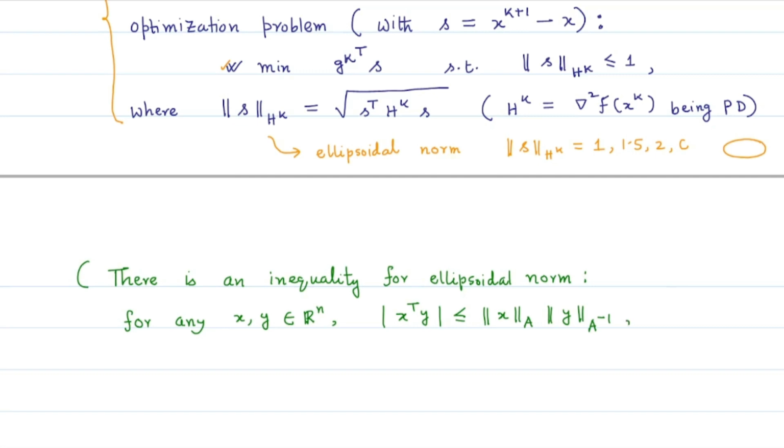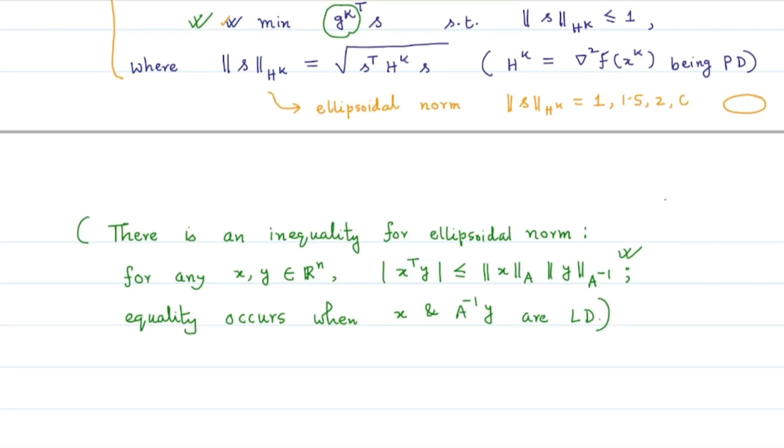And here the equality in this inequality happens when the vectors x and A inverse y are linearly dependent. Here this matrix capital A is a symmetric and positive definite matrix.